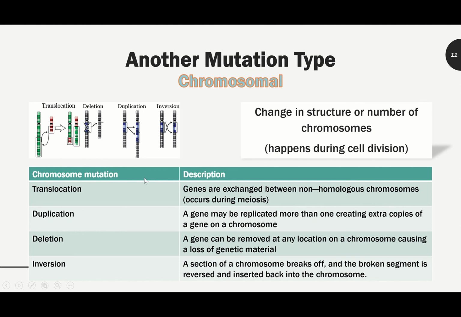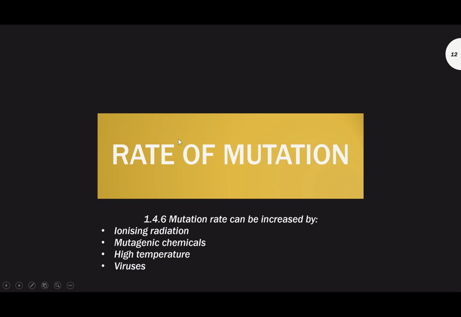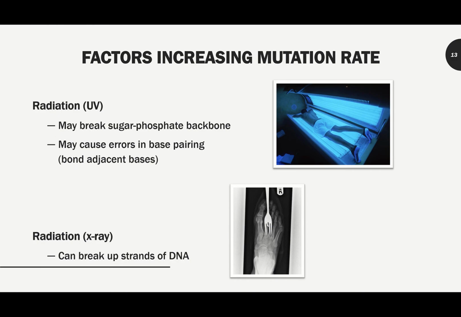Inversion is when a section of chromosome breaks off and the broken segment is reversed and inserted back into the chromosome. So this part is just upside down. The rate of mutation. Under intention 1.4.6, mutation rate can be increased by ionizing radiation, mutagenic chemicals, high temperature, and viruses. So stay away from those four.